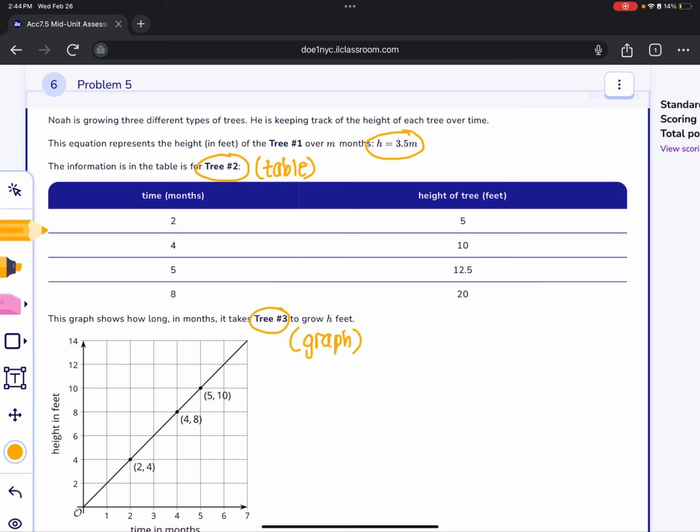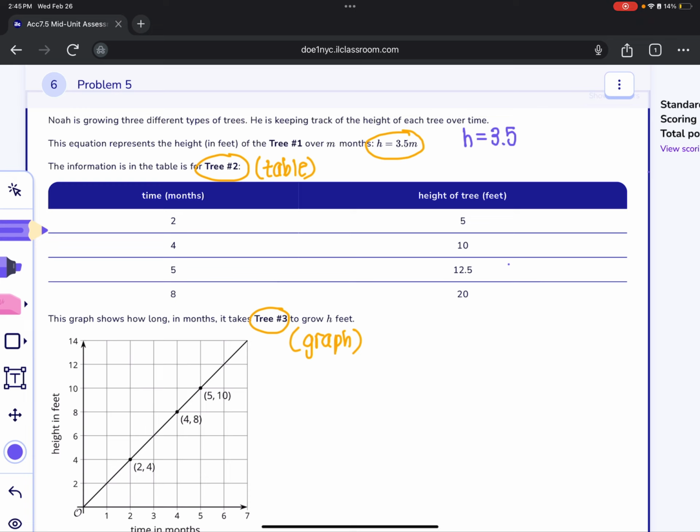Well, we want to, again, focus on the slope when we're thinking about the constant change. And so the slope for tree number 1, if this is a linear equation and I have h instead of y, that's totally fine. And we have m instead of x, which is also totally fine, because these are just variables that represent unknown values, right? So we can use any letters.